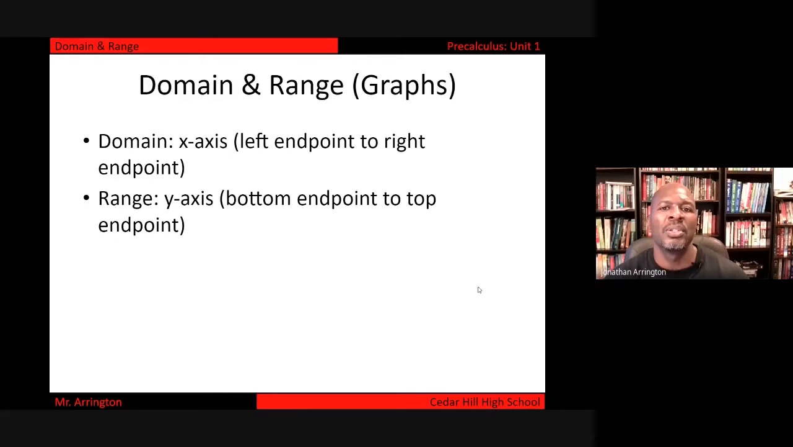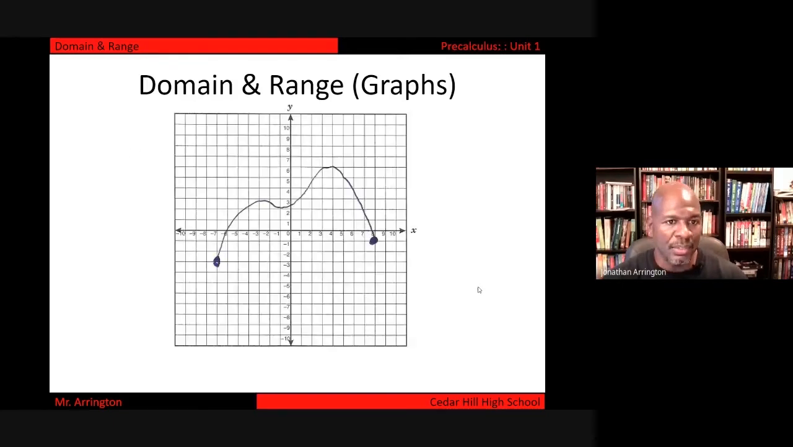An open circle represents a number which is not included. And if you don't see an open circle, if you just see a smooth curve, that of course means the number is included. So the only way to show that the number is not included is to use an open circle. All right, let's look at our first graph.